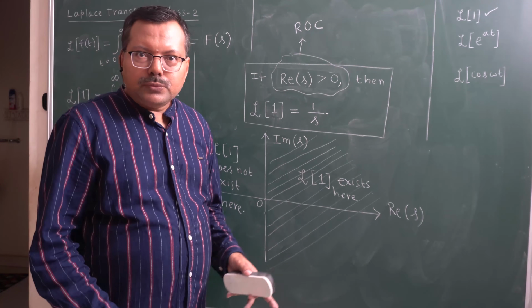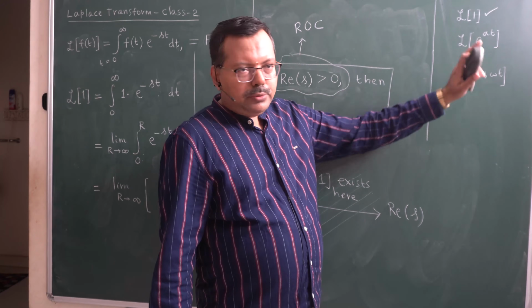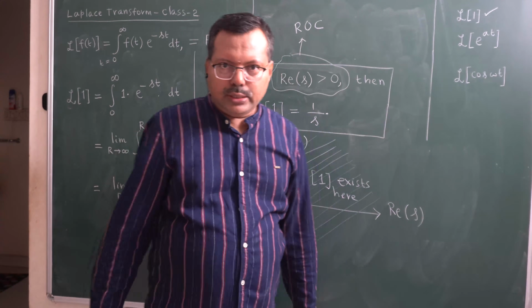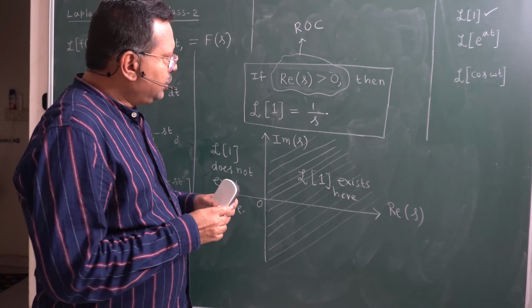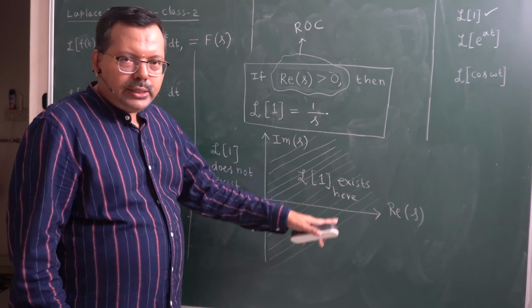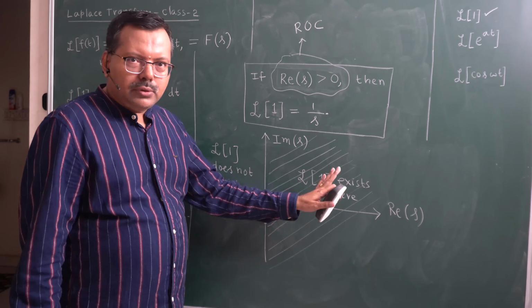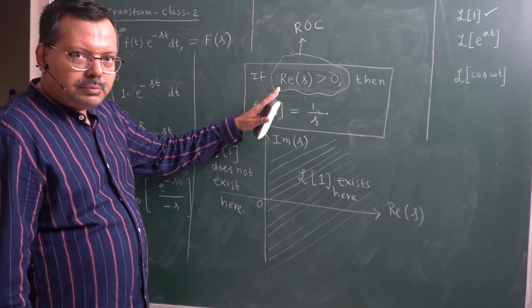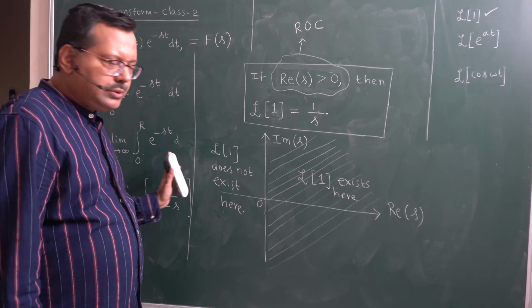For every problem like this, Laplace transform of e to the power at, Laplace transform of cos omega t, whenever you do the calculation, you have to first find out what the region of convergence is and then show it as a diagram. Whether it is on the upper half of the plane, this is the upper half, this is the lower half, this is the positive side, this is the negative side of the plane.